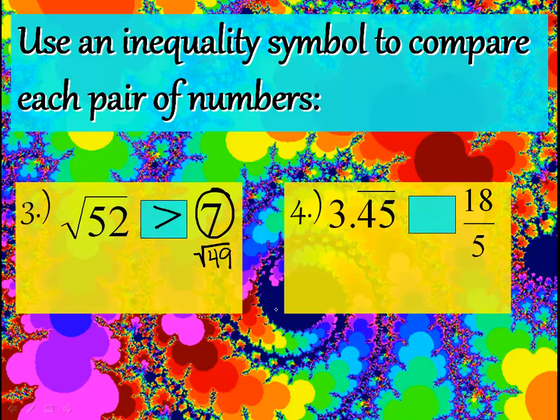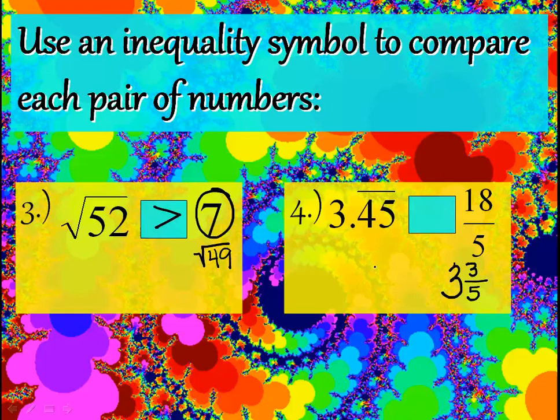Now let's look at number 4. Now this one might look a little trickier at first because I have a decimal here and a fraction, but I notice that my fraction is improper. So I'm going to divide 18 divided by 5, and I'm going to either turn it into a mixed number or into a decimal. Turning a number into a mixed number is fairly easy. 5 goes into 18 3 times. That would be 15, so 3 would be left over.